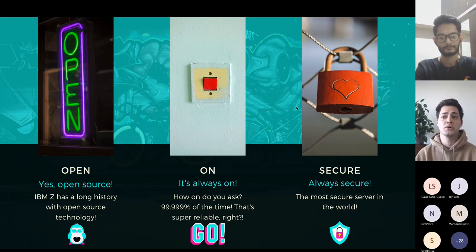IBM Z mainframes are always on. So they have a 99.999, and I think recently we added another 9 to that, percent of uptime. So it is extremely reliable. These machines have several different backup batteries in there, so they never shut down, and the transactions can always go through. So you never have to worry about that when you're incorporating IBM Z technology into your business in the background.